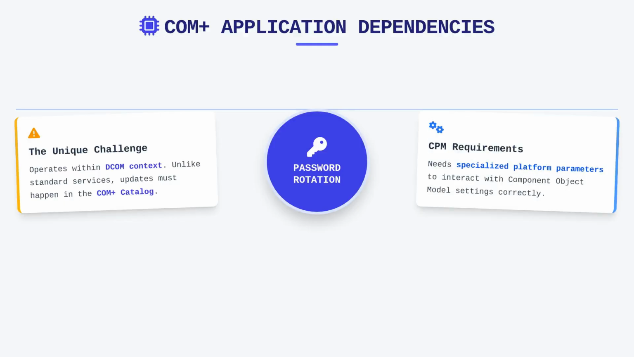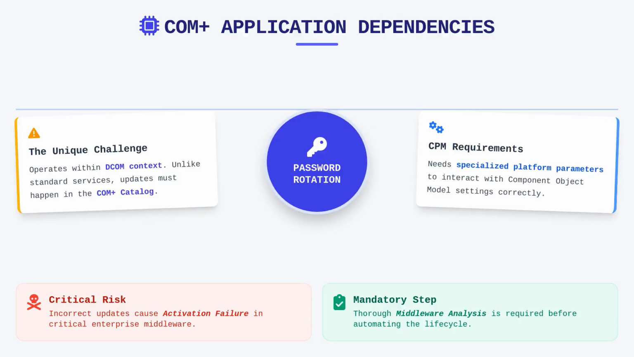The CPM requires specialized platform parameters to correctly interact with the component object model settings. If the update is not handled correctly, the COM+ server application may fail to activate on subsequent requests. This is particularly sensitive in enterprise applications where COM+ components facilitate critical middleware communications. A thorough understanding of how your specific middleware utilizes these accounts is mandatory before attempting to automate their password lifecycle.